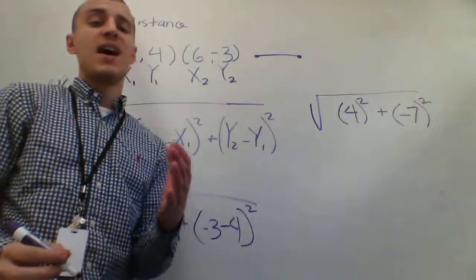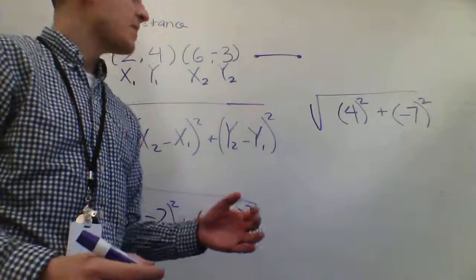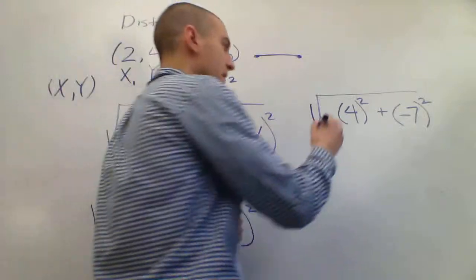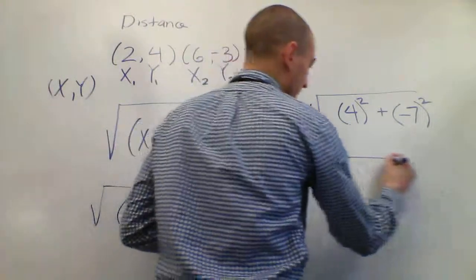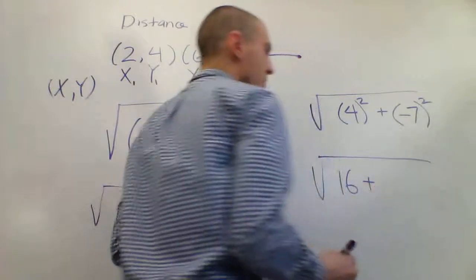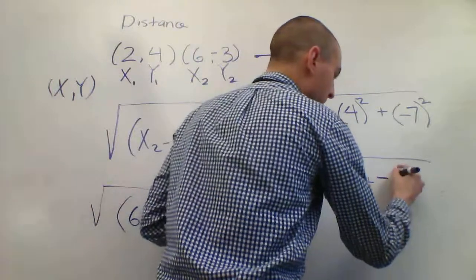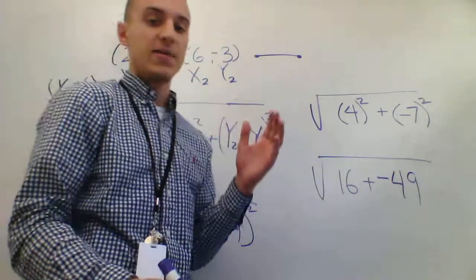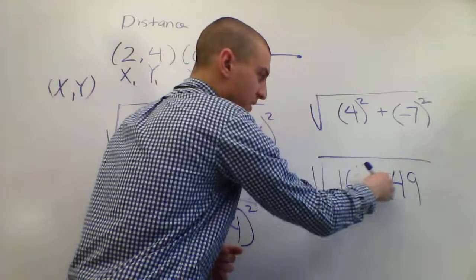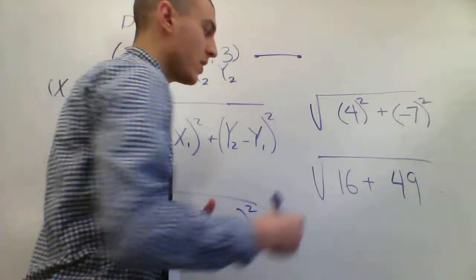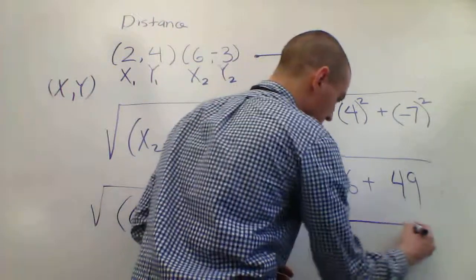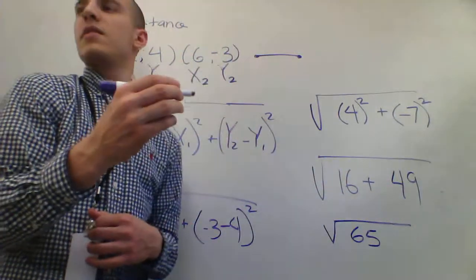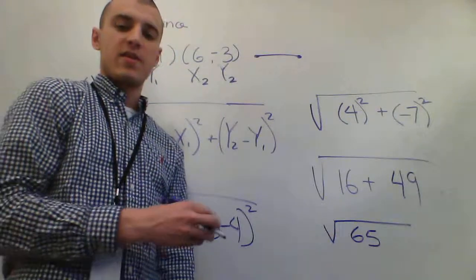Now here's where I see a common mistake. Anytime that we square a number, it will end up positive. I see a lot of this: the square root of 4 squared is 16, plus the square root of -7 squared is -49. Guys, this right here is incorrect. You will never have a negative number if you square it. -7 squared is positive 49. So let's finish this. 16 plus 49 is going to be 65. I don't have a calculator on hand, so however that breaks down, it breaks down.